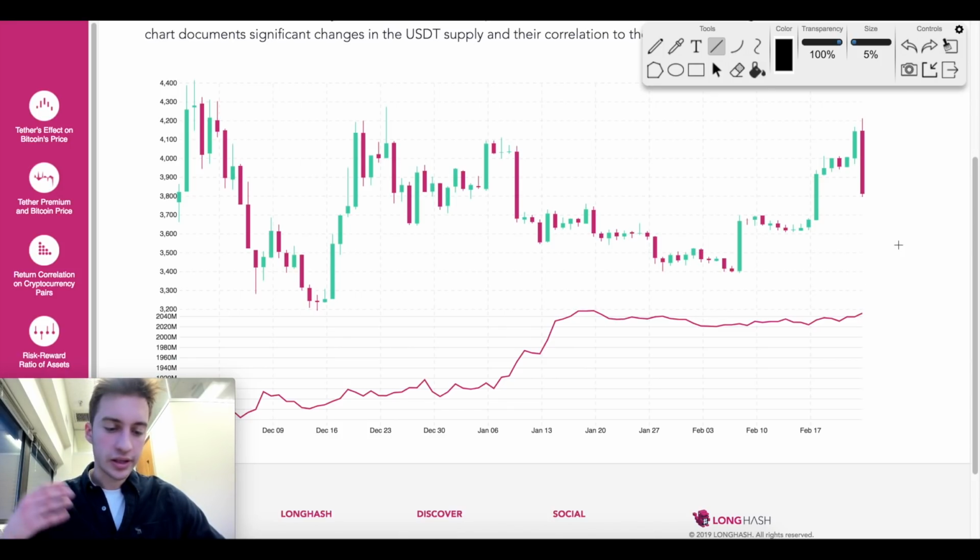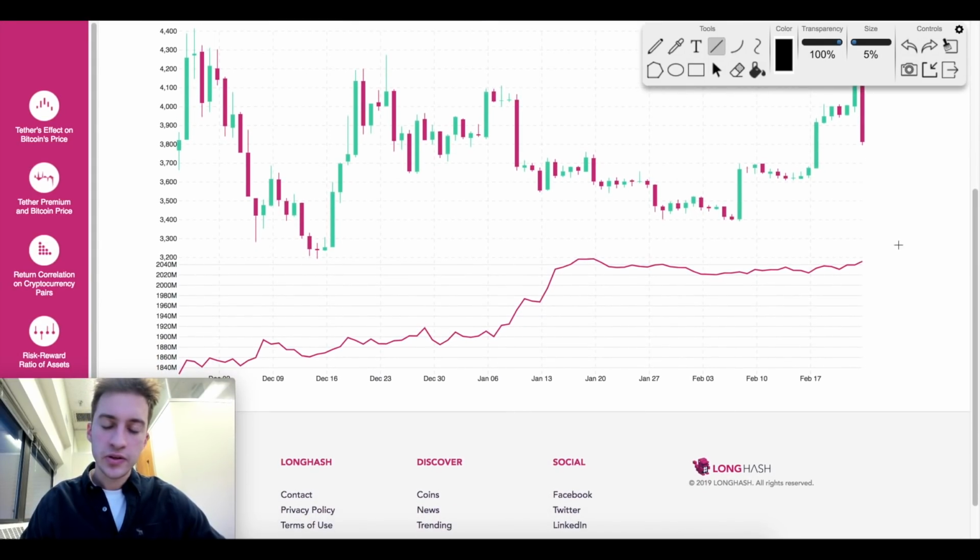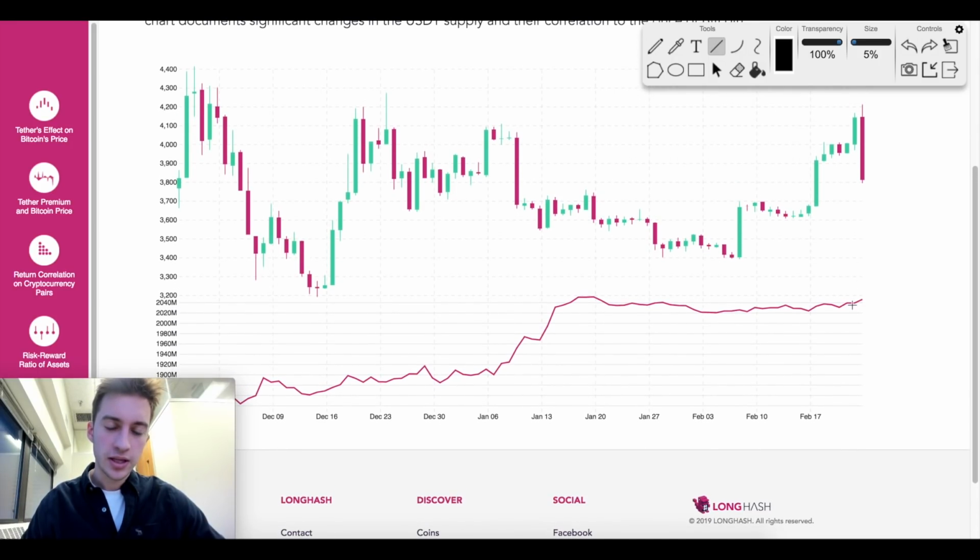But as my rule with a lot of analysis and a lot of tools like this, I only care about significant changes. If there's a massive drop or a massive rise in the supply of Tether, then that could tell me that major volatility is coming, or that a reversal is coming. But I'm not really seeing anything too special with the circulation of Tether, as you can see here.